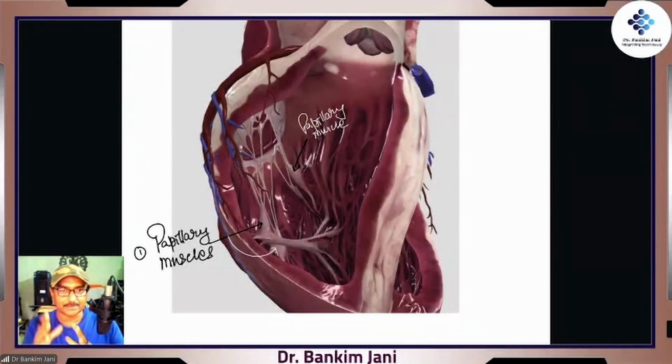These papillary muscles are connected with a cord-like structure. So these papillary muscles can contract, right? But these cord-like structures cannot contract. These are like strings, right? Very powerful strings. So they are called chorda tendineae. They are chorda tendineae. And then the valves. Till this point, everything looks good.